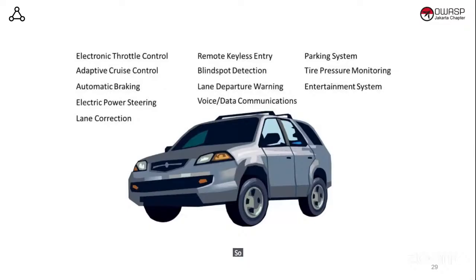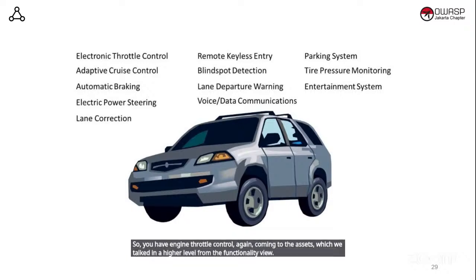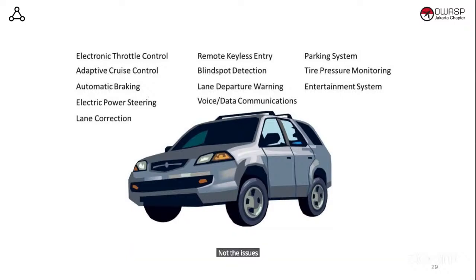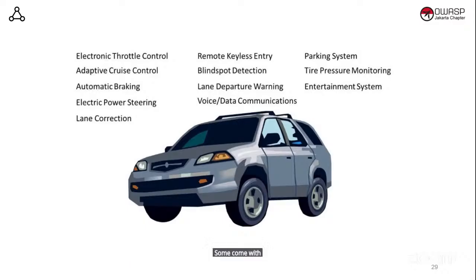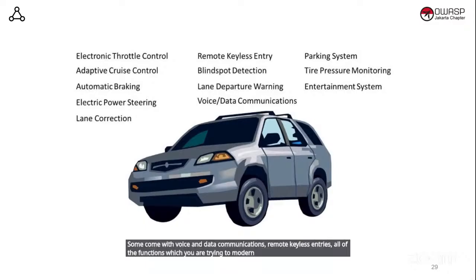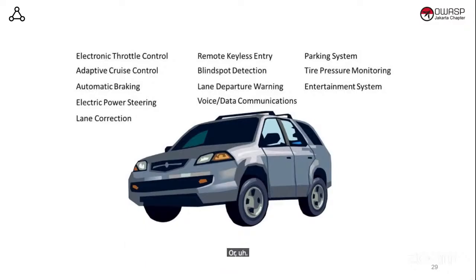So you have engine throttle control. Again, coming to the assets, which we talk about at a higher level from the functionality view, not the ECUs, but the functionality. Some cars will come with electric power steering, some with lane correction, some with entertainment systems, some with voice and data communications, remote keyless entry. All of the functions which you are trying to modernize and sell more are picking up your attack surface and making it bigger and bigger.